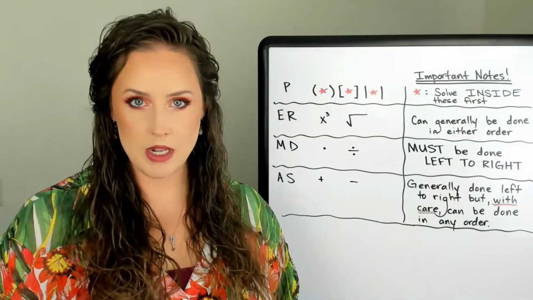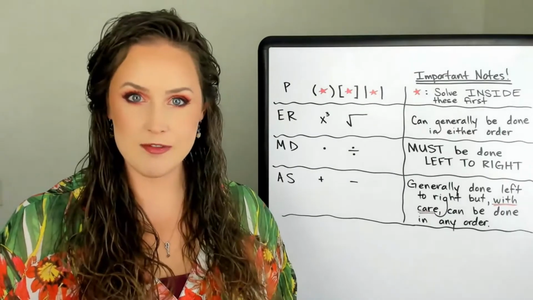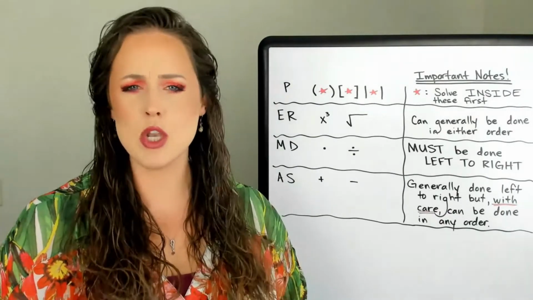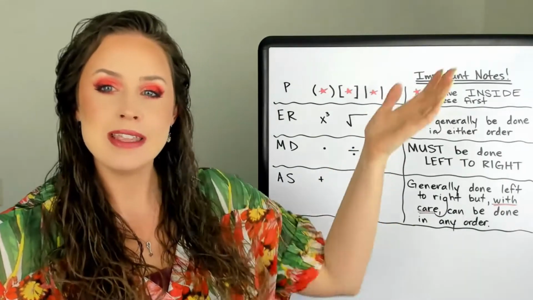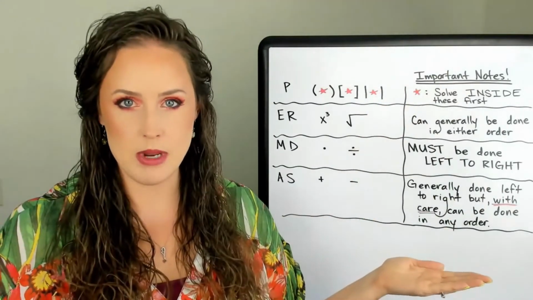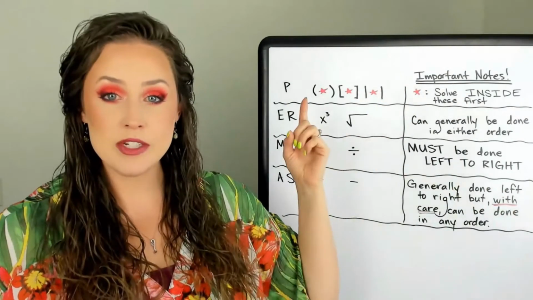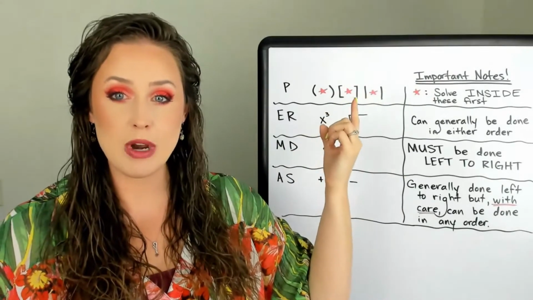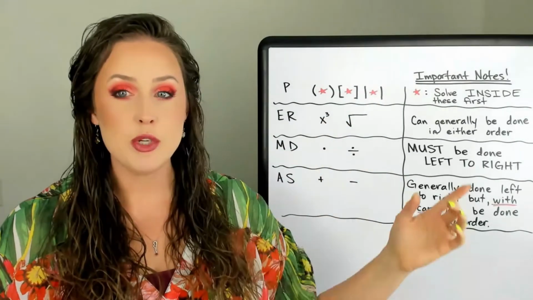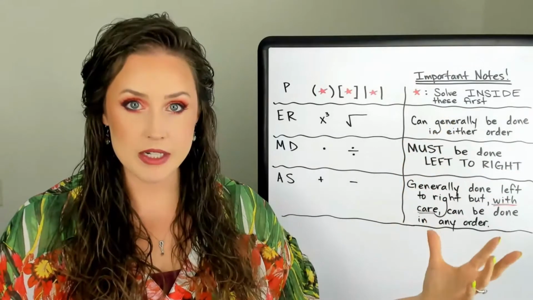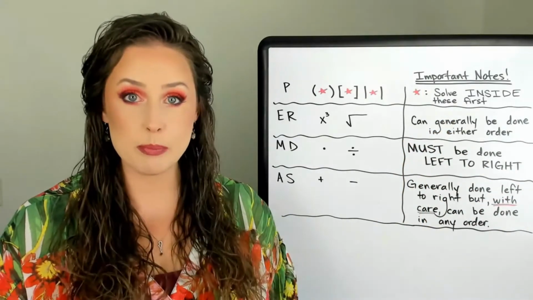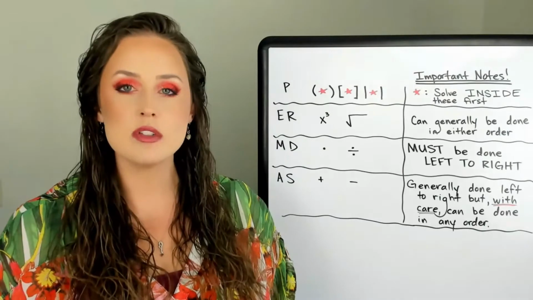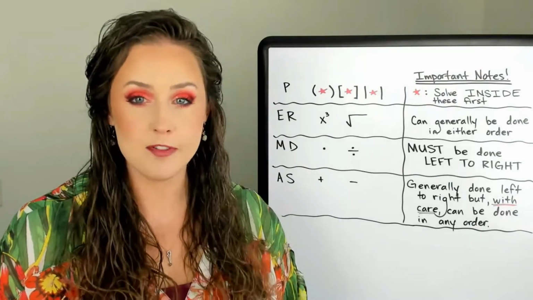All right, if you're going to get those problems right that people put on Facebook and dare you to get right, that 90% of people get wrong, these are the things that you really need to make sure that you know. So with any sort of parentheses or any sort of grouping symbols, which would be parentheses, brackets, absolute values, etc., you need to solve what's inside those first. Again, it's not just the presence of them, it's that you're going to solve what's within them first.